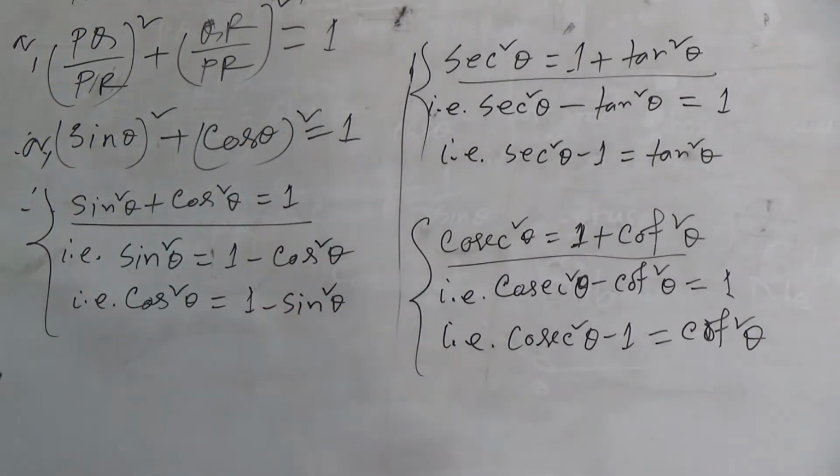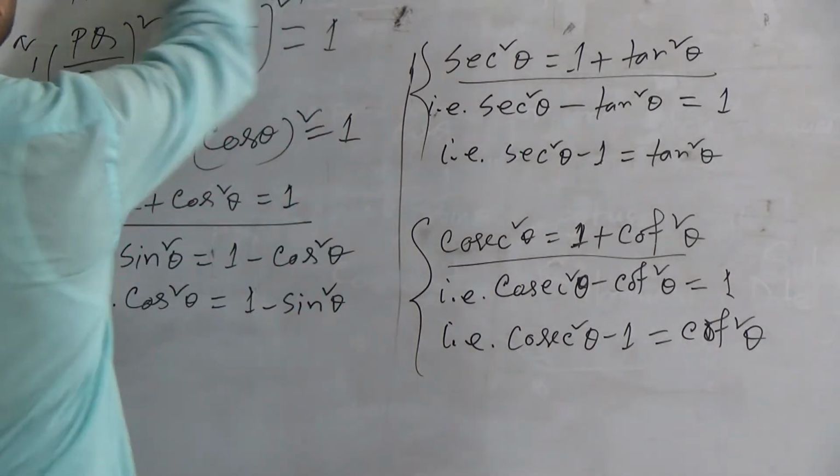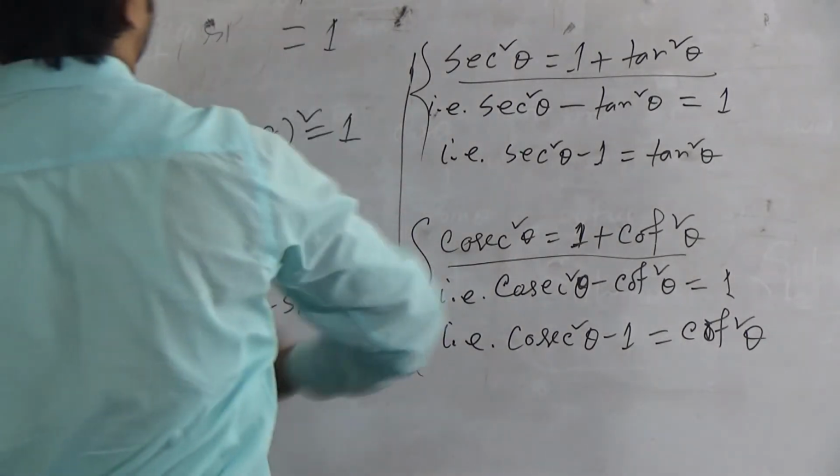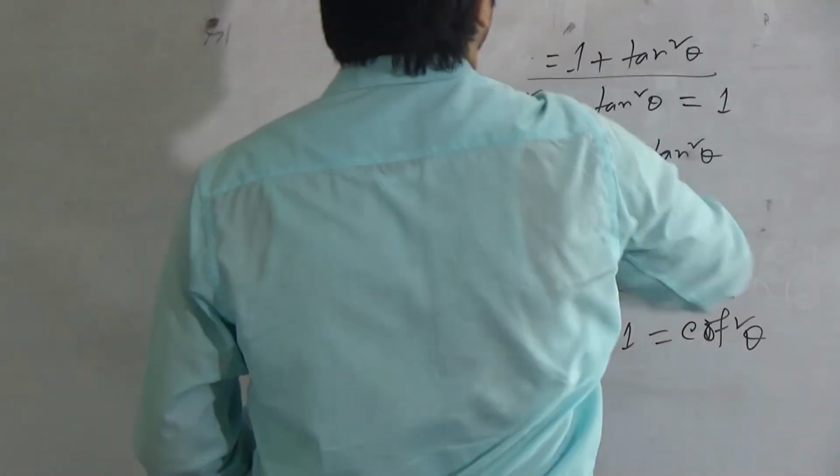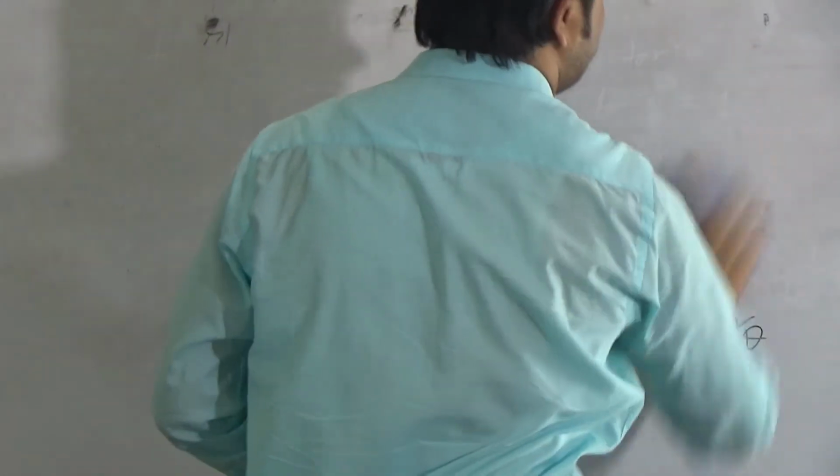Okay, dear students, so I have discussed the trigonometric identities. Now I will discuss trigonometric ratios of any angle. Okay, dear students, so consider a plane xy. Here there will be two perpendicular axes, x-axis and y-axis.